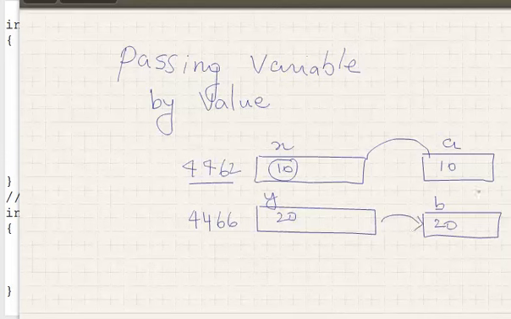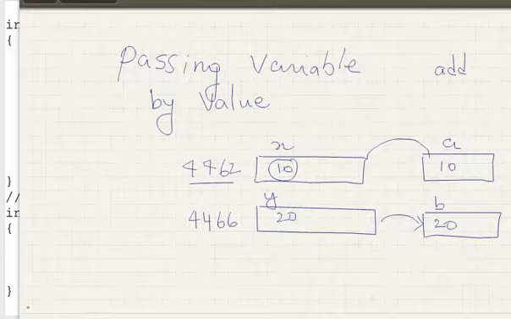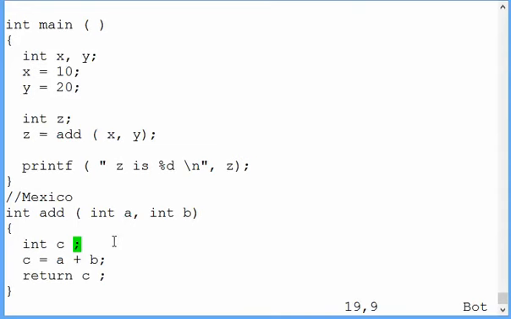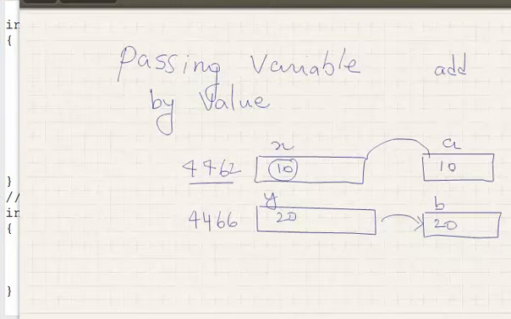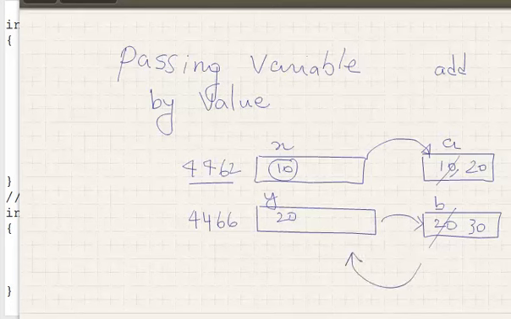Okay, and this function add that we are looking at right now can do anything to those a and b. It can change the a from 10 to 20 and to 30, whatever it is. This function is working with the copies of 10 and 20, and whatever it does here, it's not reflected in here. It's not reflected. So that's why it's called passing by value.